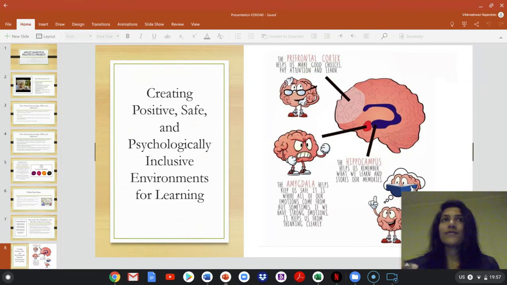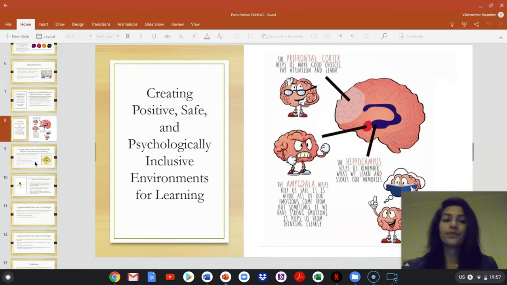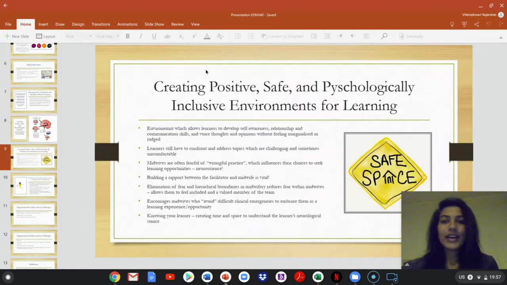creating a safe environment for learning is so essential, because your learners need to be able to regulate their emotions and feel safe. When you feel safe, you make good decisions, especially in a highly stressful environment. So it's really important to keep that in mind when you are facilitating learning for adults. And there are a number of ways in which you can do this.